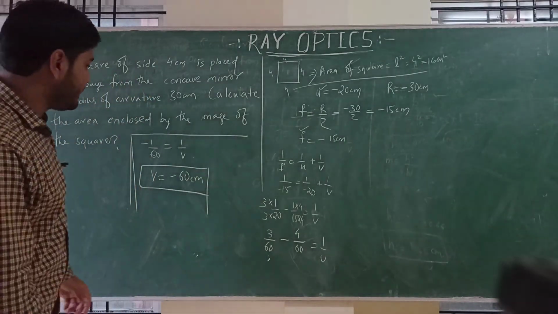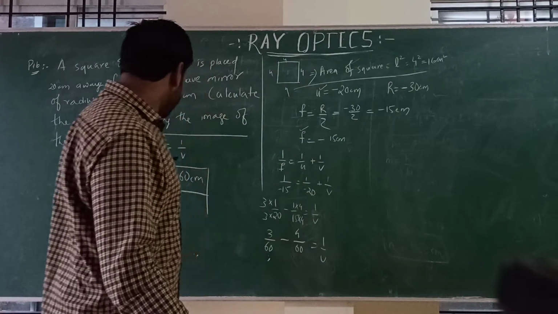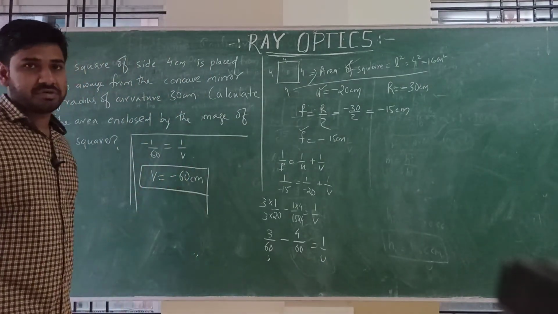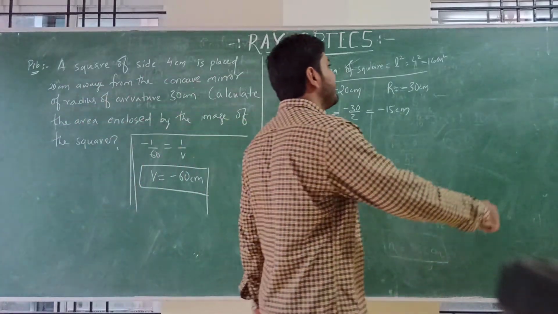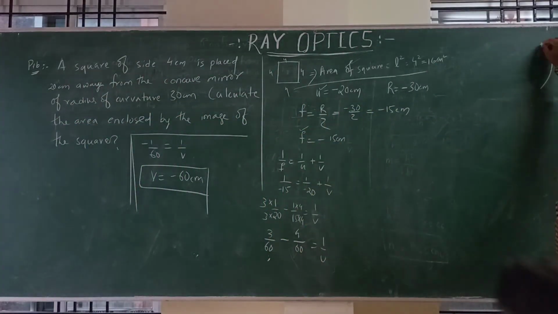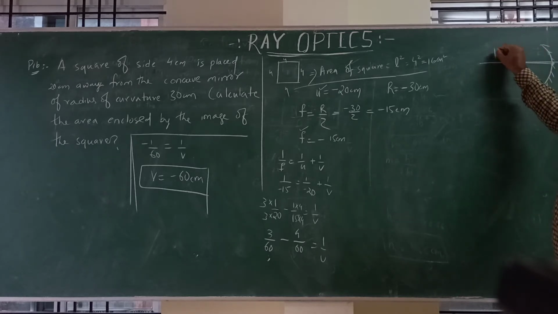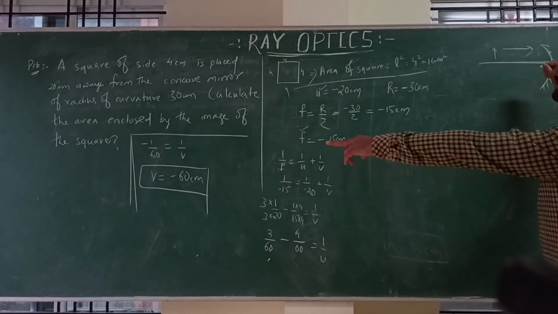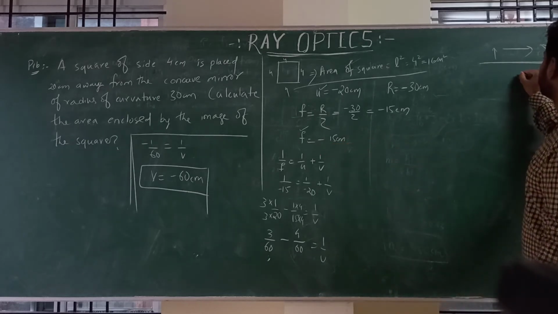Now see, what we have to do is, our image is at minus 60 centimeter. We have a concave mirror. So this is the object, and this is the direction of the incident ray. We are going minus 60, opposite to the incident ray.